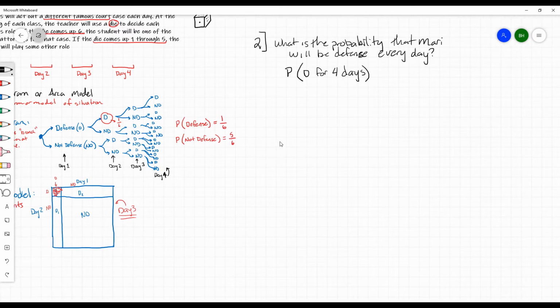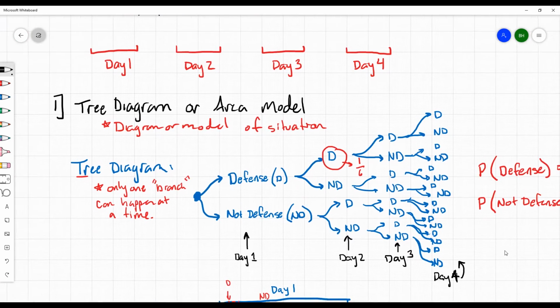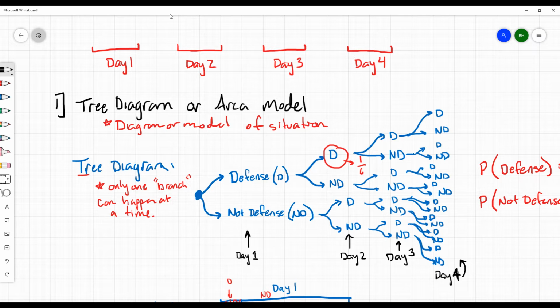Now, let's use our tree diagram to help us answer this question. If I zoom in a little bit, remember, we only have 4 days of this unit for civics. So Mari wants to be the defense, the defense, the defense, and the defense. So we need to look at which branch of our tree diagram actually has us being the defense every day. If she starts off day 1 being the defense, she needs to then be the defense every single day. So she's the defense on the first day, the second day, the third day, and the 4th day. So we'll be taking this upper branch of our tree diagram and calculating the probability for that.